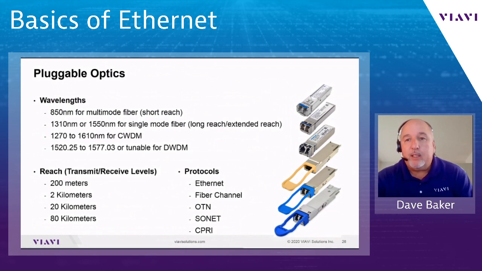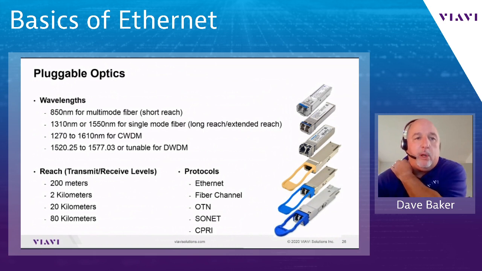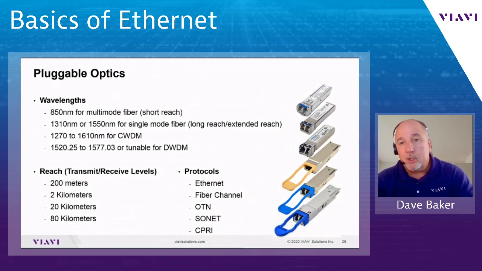Now, QSFPs and SFPs differ in their form factors, but they can also differ in the wavelengths they support, their reach, and the protocols that they support. Multimode optics are normally 850 nanometer, and they're limited to pretty short reach, maybe 200 meters or so. Single mode optics predominantly are 1310 and give you a reach of 20 kilometers or so. Some are a little bit less, some are a little bit more, but with single mode, you can go over longer distances, and that's why they're typically used on wide area networks or longer distance connections.